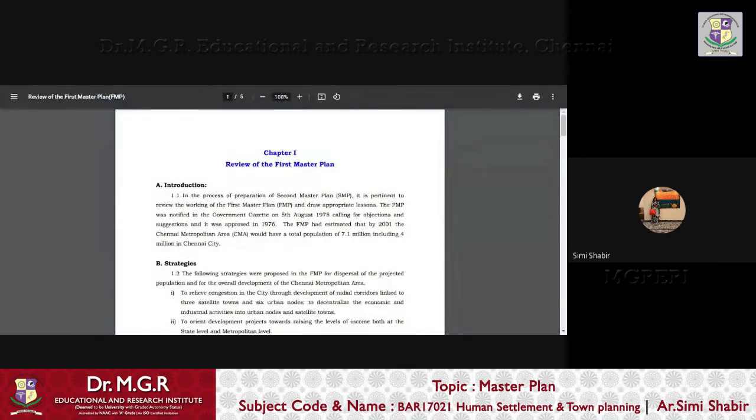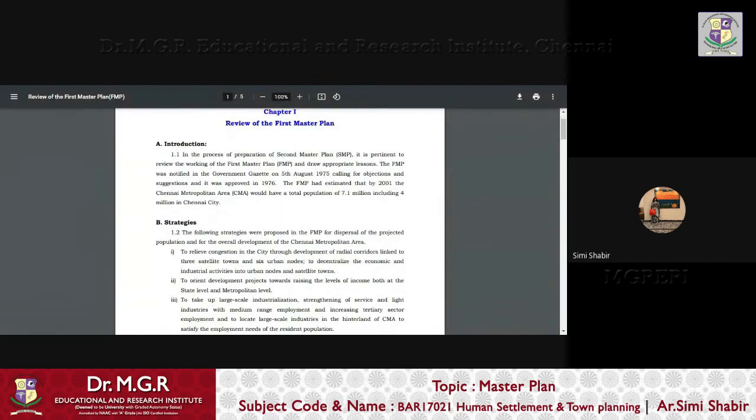Okay, so we have the review of the first master plan for the city of Chennai. Let us understand master plan in a better way by having a look at or reviewing the master plan which was originally in place for the city of Chennai. Now, in the process of preparation of the second master plan, it is required to review the working of the first master plan. Currently, it is the second master plan that we are referring to. So it would be easy to review the first master plan.